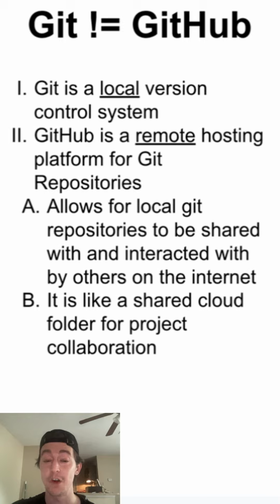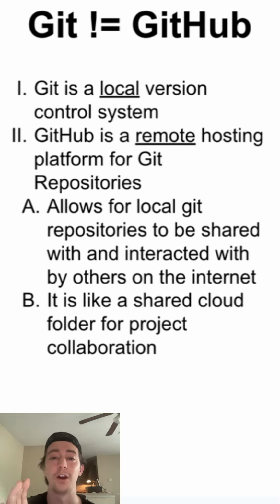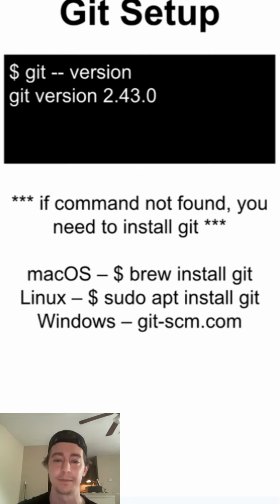It's first important to note that Git is not GitHub. Git is a local version control system and manager, while GitHub is a remote hosting platform specified for Git projects. You can think of GitHub as almost an AWS server, providing endpoints for hosting projects that can be shared easily between others.